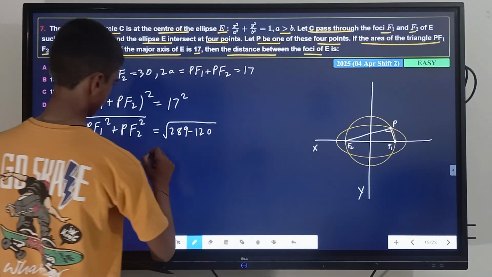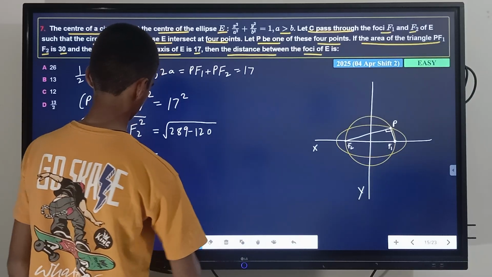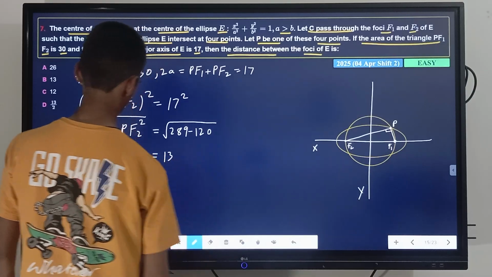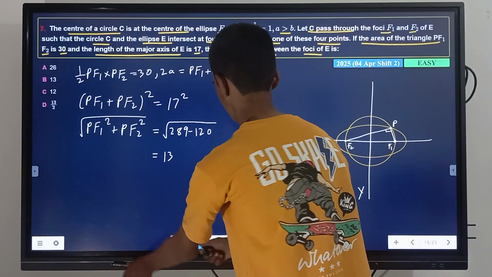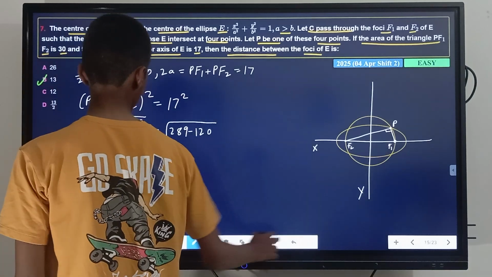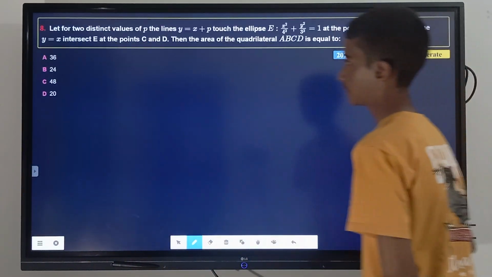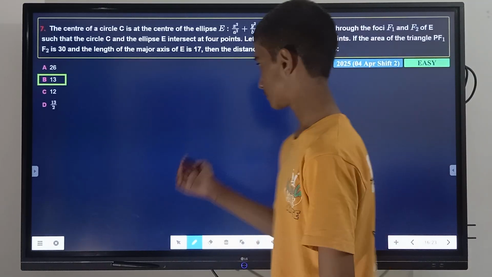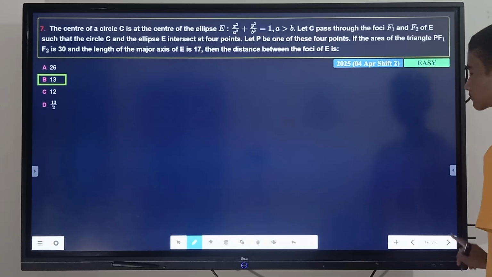So from here this is equal to 169, this is equal to 13. So from here our answer is option B. And here is our solution, and we can see that our answer is correct.